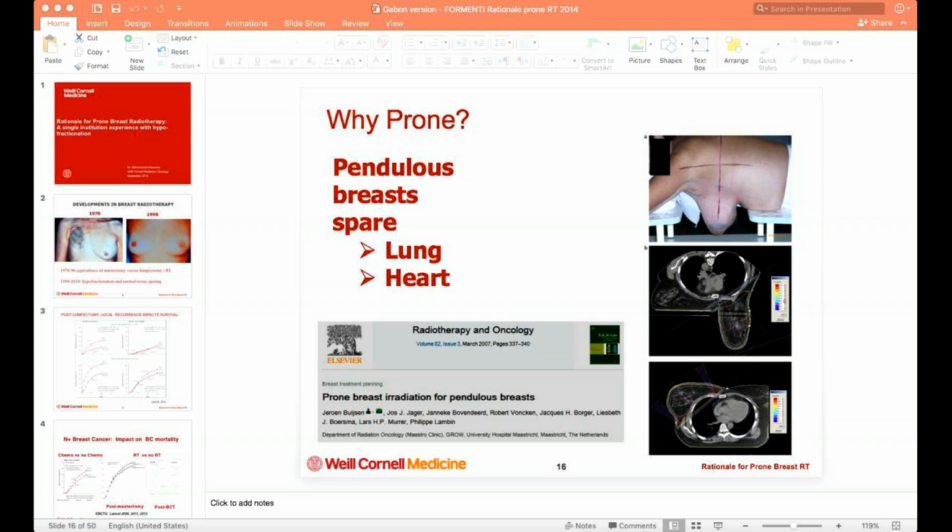Could we use electrons for the scars extending posteriorly to possibly avoid the lungs? And if yes, do we do that concurrently or sequentially? So, fair question.